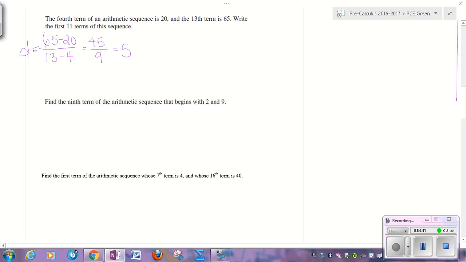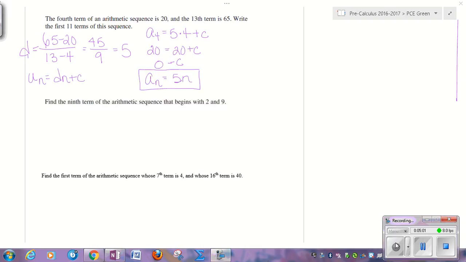Okay, so we have a common difference of 5. Now, I can use either the 4th term or the 13th term in order to find my C value, just like we did in the first example. So what I want you to do now is use your formula, refer back to the example before if you need to, and find the general form for this sequence. Okay, you should come up with 5n for your general formula.